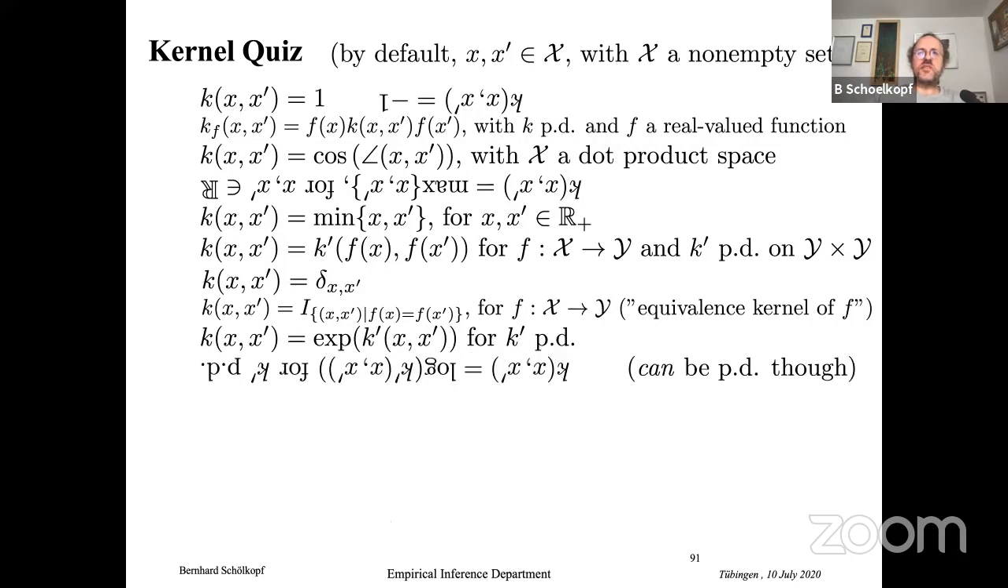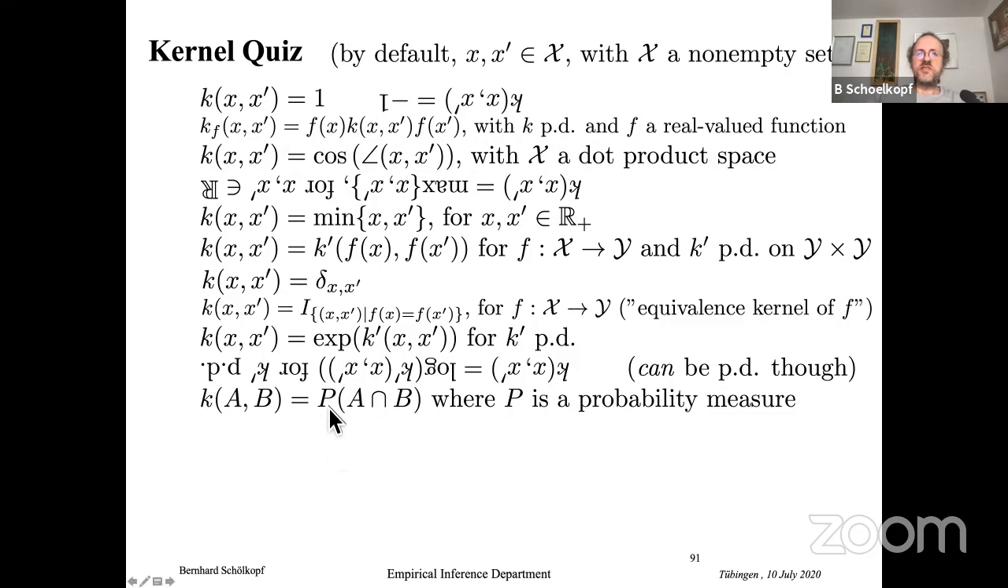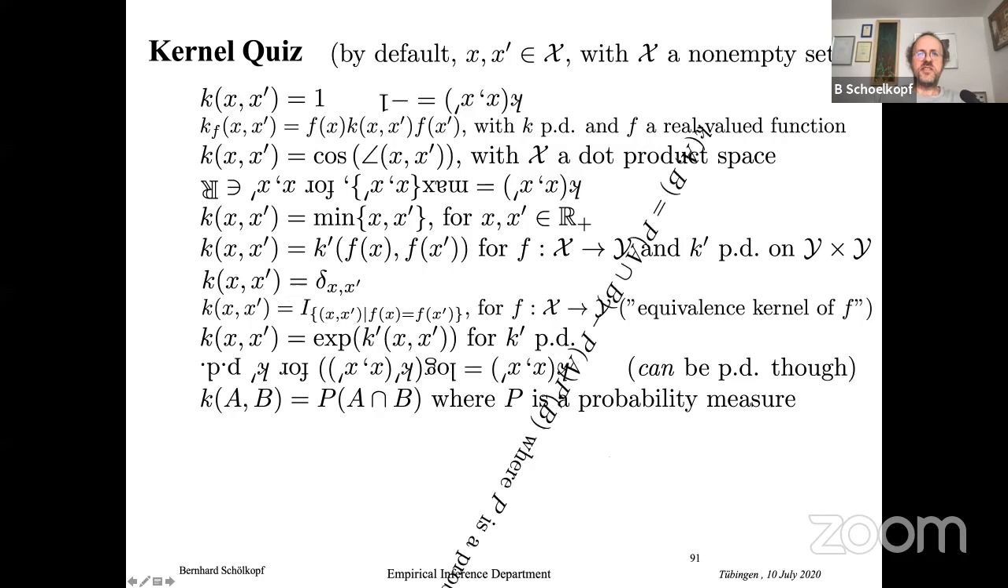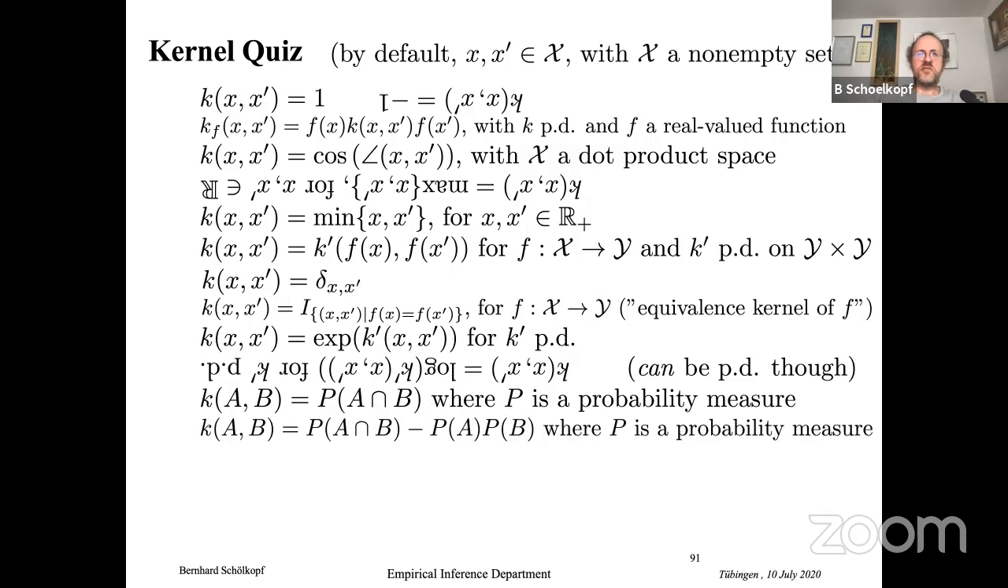That sounds like the opposite. Yeah, no, it's not a kernel, but it can be positive definite. So it's just not generally positive definite. What about this K of A and B, where P is a probability measure? The event of A intersecting B, the probability of this event, this is a positive definite kernel. What if you subtract something? Is it still a positive definite kernel if you subtract this thing here? That's a nice one. This is still a positive definite kernel. I think we have that one in our book if you're interested.